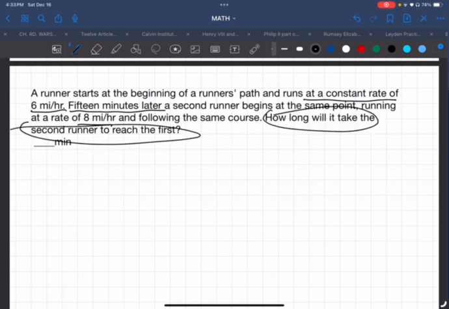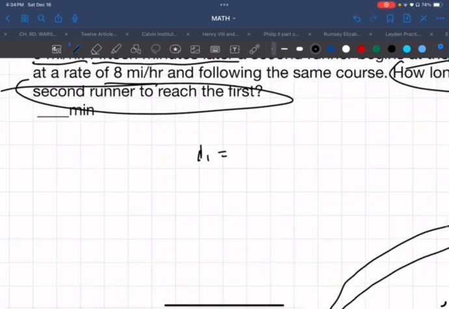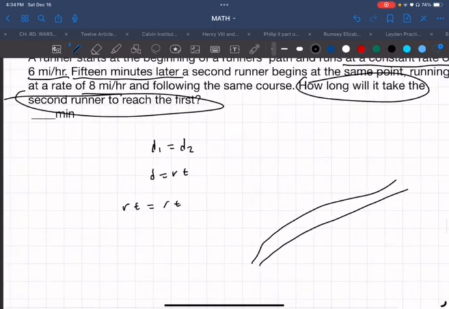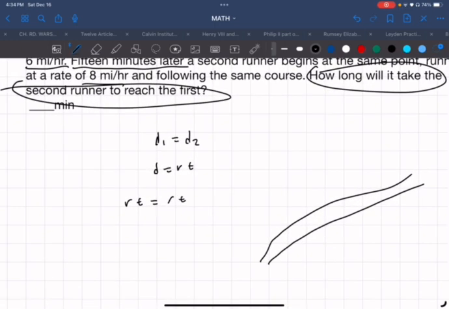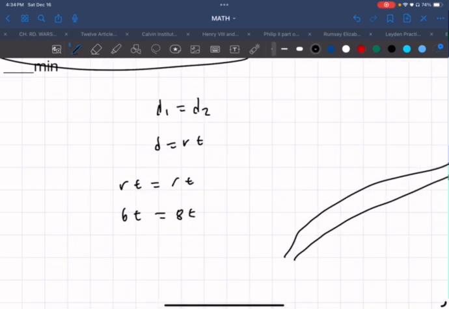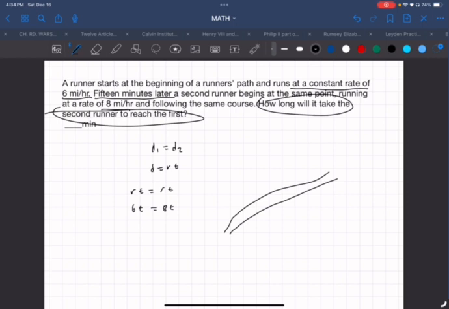Okay, that's kind of messy, sorry. So it's the same path, meaning their distances should be the same. Distance equals rate times time, which means that rate times time equals rate times time. So rate times time of the first runner, 6 miles an hour, and the second, 8 miles an hour. Okay, wait, this is 15 minutes later. How long will it take the second runner to reach the first runner?